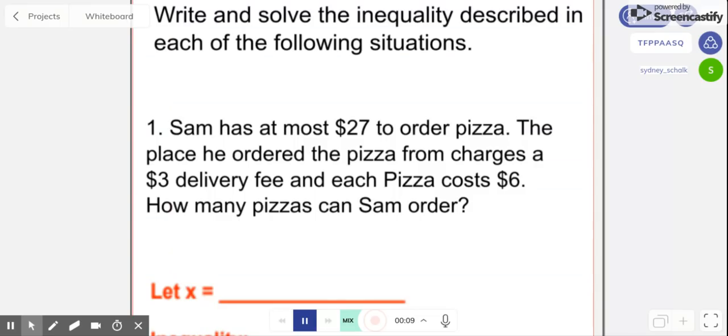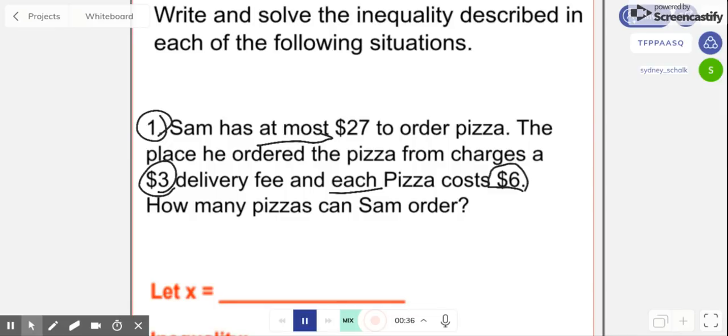Alright, so for each of the following examples, we're going to write and solve the inequality described in each of the following situations. So for number 1, it says that Sam has at most, there's our inequality, $27 to order pizza. The place he ordered the pizza from charges a $3 delivery fee, so that's a one-time fee, and each pizza costs $6. And that was each for every single pizza. So how many pizzas can Sam order?